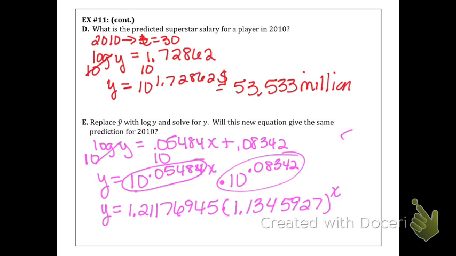I got a number for that one. And then it wants us to check. It says, will it give the same prediction? So we're going to plug in x is 30. So when I plug it into this equation, I end up getting y is equal to 53.5327. Earlier we got 53.533 million. That is close. So yes, it gives us the same result.